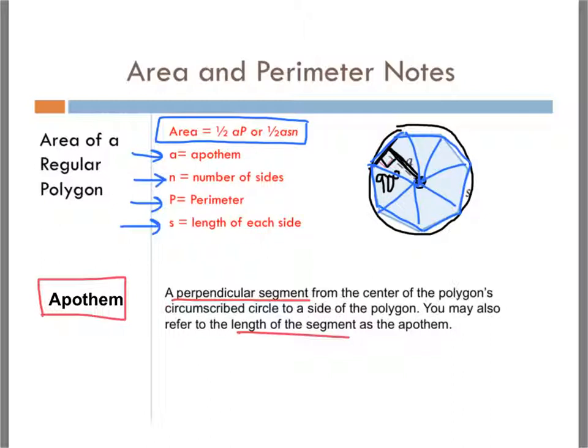Now these two formulas are equal because we know that the perimeter is equal to all the sides added together. So if the length of the side is S, and I'm going to add it by the number of sides, it's the same as multiplying by the number of sides.